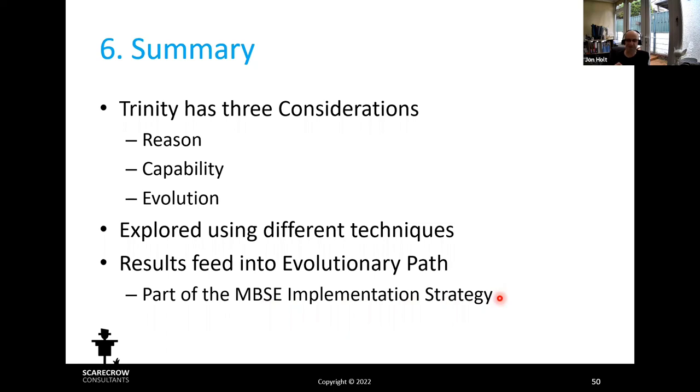Deploying MBSE is business change. We need to have a strategy in place.